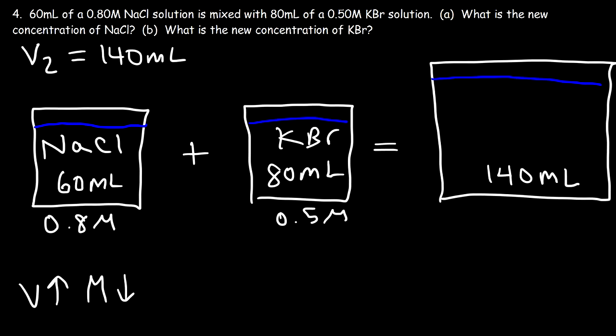Now for KBr, the volume increased from 80 to 140. It didn't double. It increased less than a factor of 2. So the concentration should be reduced by less than a factor of 2. So the final concentration should be greater than 0.25, but less than 0.5. So let's start with the concentration of NaCl.